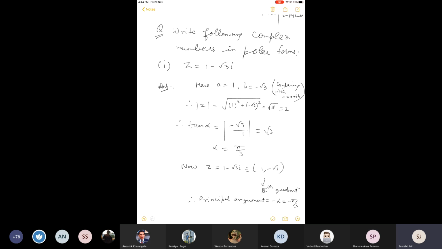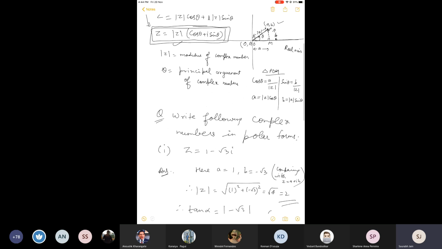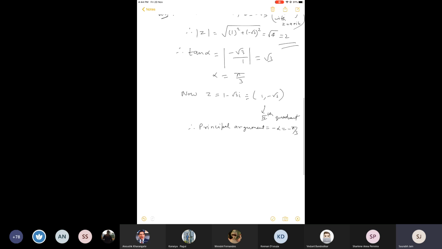So you have the value of mod z, you have the value of principal argument, and now see this formula in the box. z is mod z into cos theta plus iota sin theta. So how are you going to write it and where will you leave it? z equals mod z into cos of the angle, which is minus pi by 3, plus iota sine of minus pi by 3. This is the final answer. Do not solve it further. Do not put any values of cos or sine, otherwise it will change back to the standard form. You will leave it here as it is.